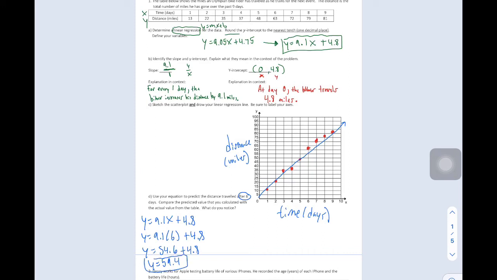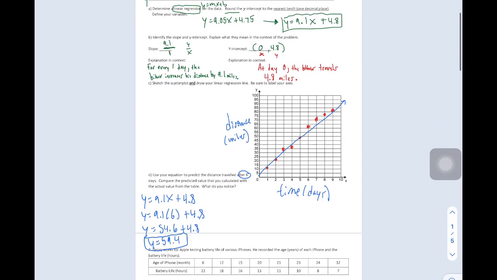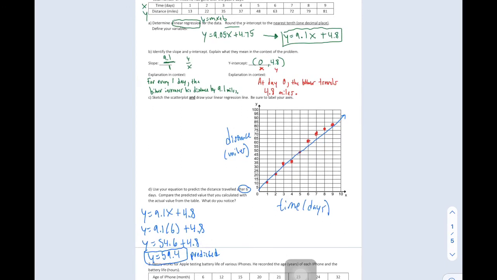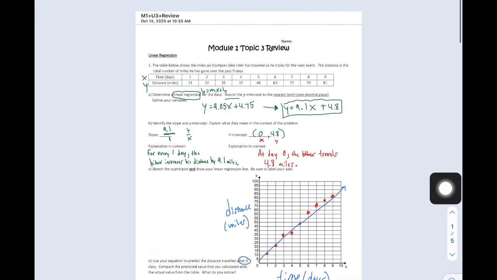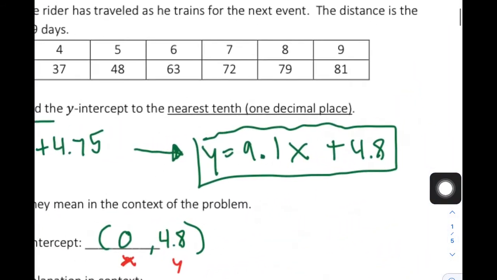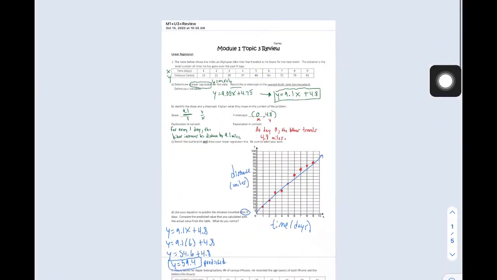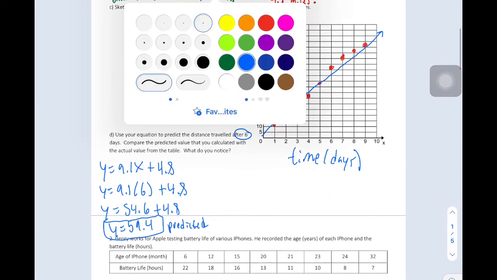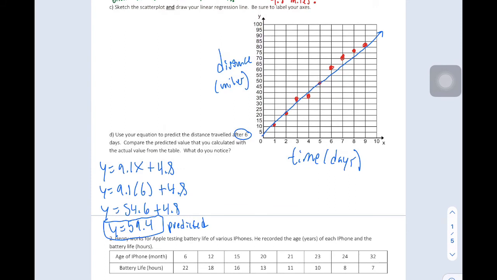So what this means, guys, is according to the equation, so remember, this is the equation, this is what's predicted if he were to travel for 6 days. Now, what did he actually travel? Now, to look at what he actually traveled after 6 days, I'm going to look at the table. He actually traveled a total distance of 63 miles. So the equation is the predicted, and then I'm going to write over here, 63 is the actual.